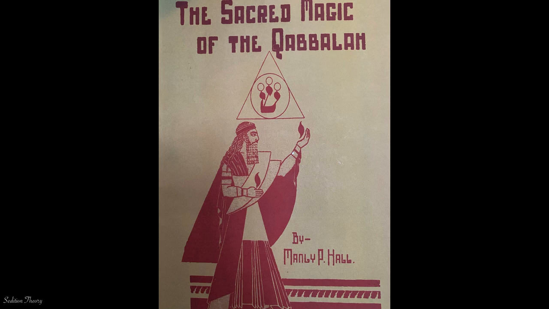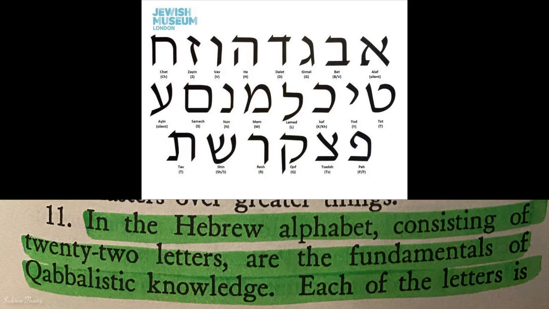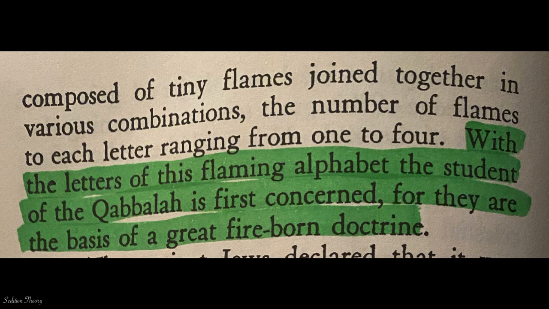Okay, so today we're going to be looking at the sacred magic of the Qabbalah and how it relates to IPGII. In the Hebrew alphabet, consisting of 22 letters, are the fundamentals of Kabbalistic knowledge. Each of these letters is composed of tiny flames joined together in various combinations, the number of flames to each letter ranging from 1 to 4.